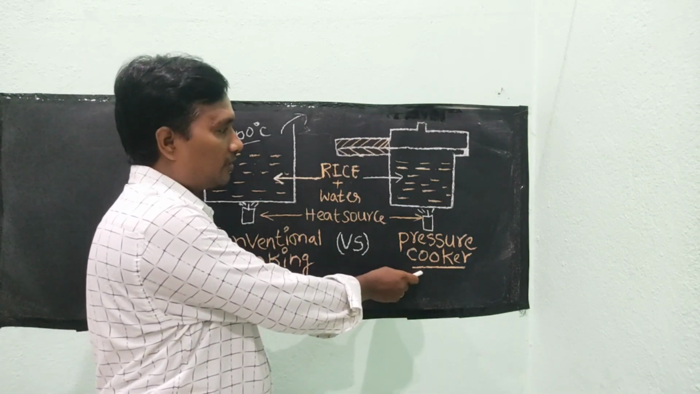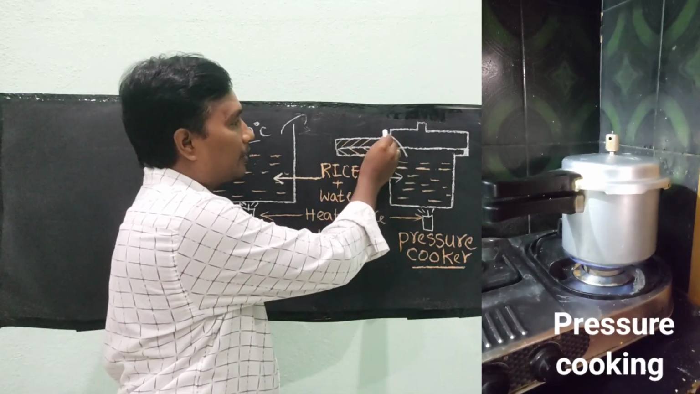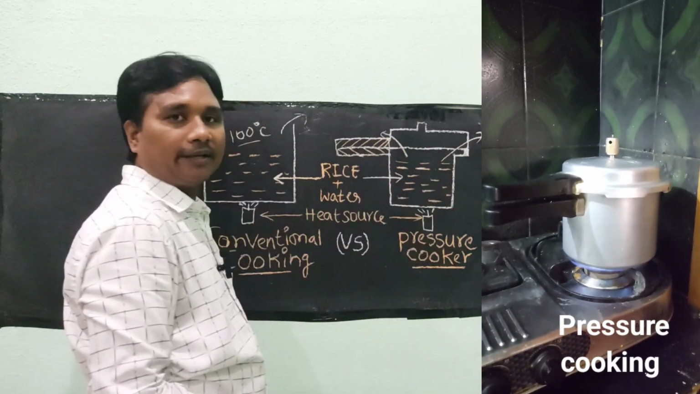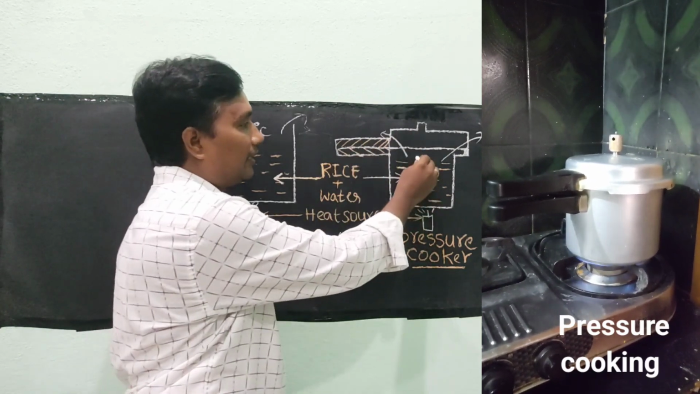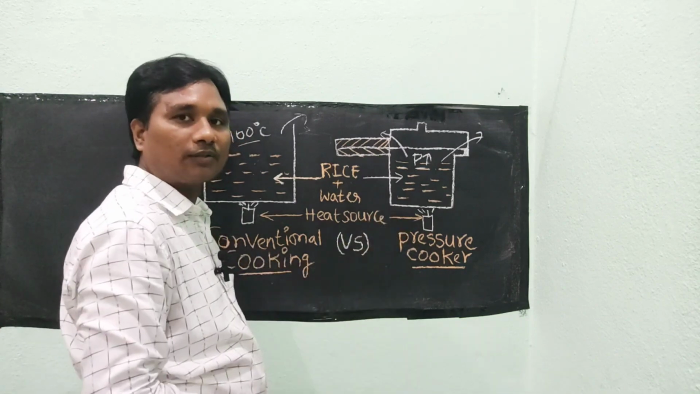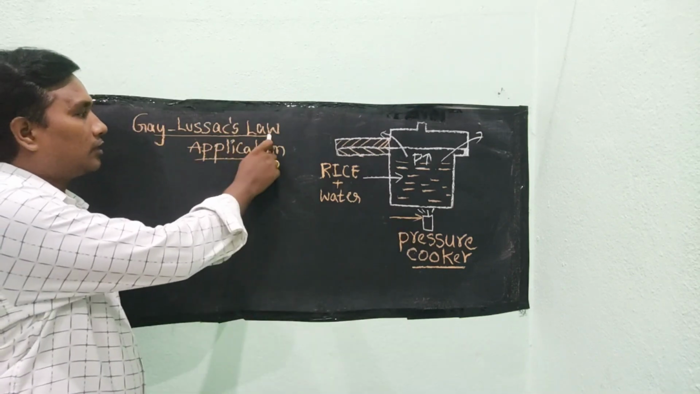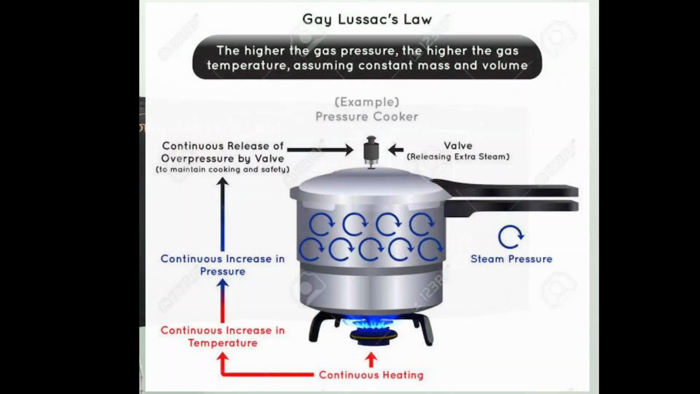But in case of pressure cooker, by providing tight sealing, there is no escape of pressure to the outside. That pressure is built up inside the pressure cooker. Pressure will increase. If the pressure increases, the boiling point of water also increases. Lussac's law, one of the applications is the pressure cooker.